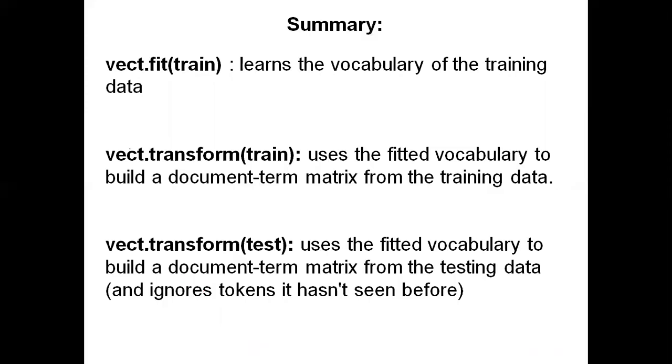Now, to summarize, what functions do we use to convert your training and testing data set into the vocabulary and the term document matrix? vec.fit with the training data set learns the vocabulary of the training data set. Then vec.transform for the training data set uses the fitted vocabulary to build the document term matrix from the training data set. And vec.transform for the test uses the fitted vocabulary to build a document term matrix for the testing data set. So here we use these three functions.